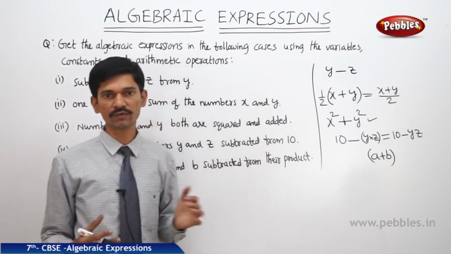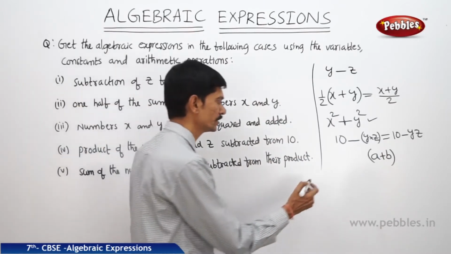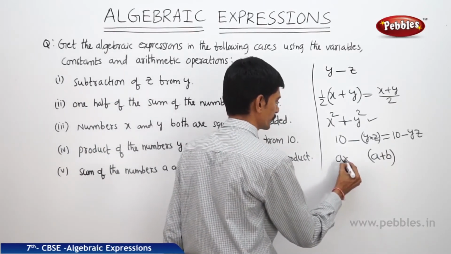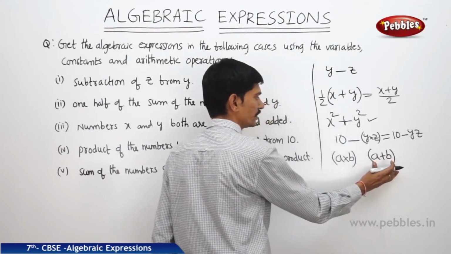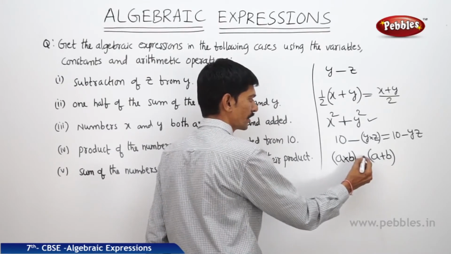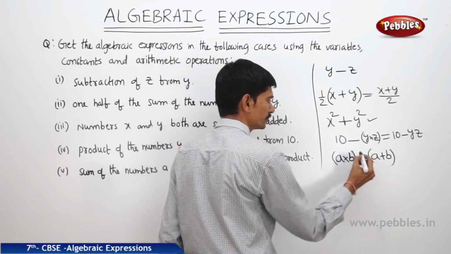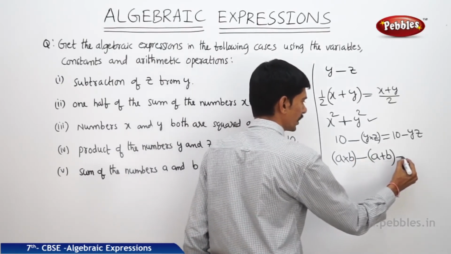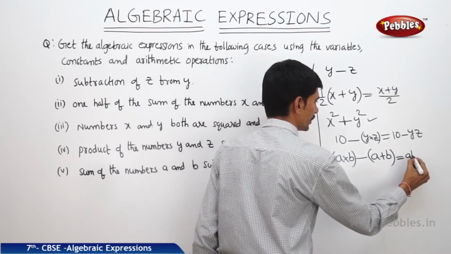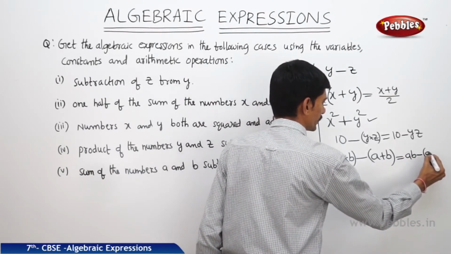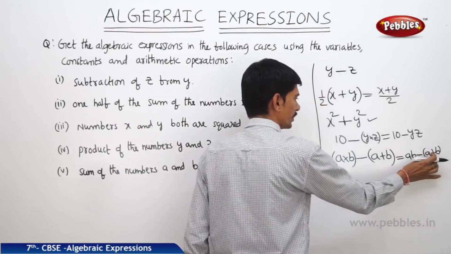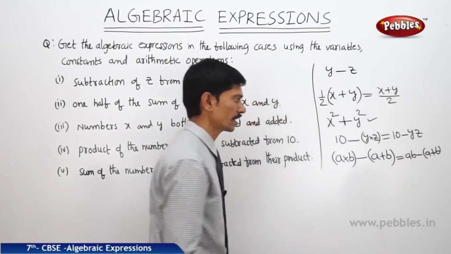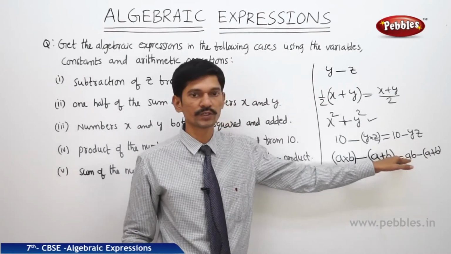Then what is the product of a and b? So it is a into b. So the sum of the numbers a plus b is subtracted from their product a into b. So this is written as a into b is ab, minus of a plus b. So the sum of the numbers a and b, means a plus b, is subtracted from their product, means ab.